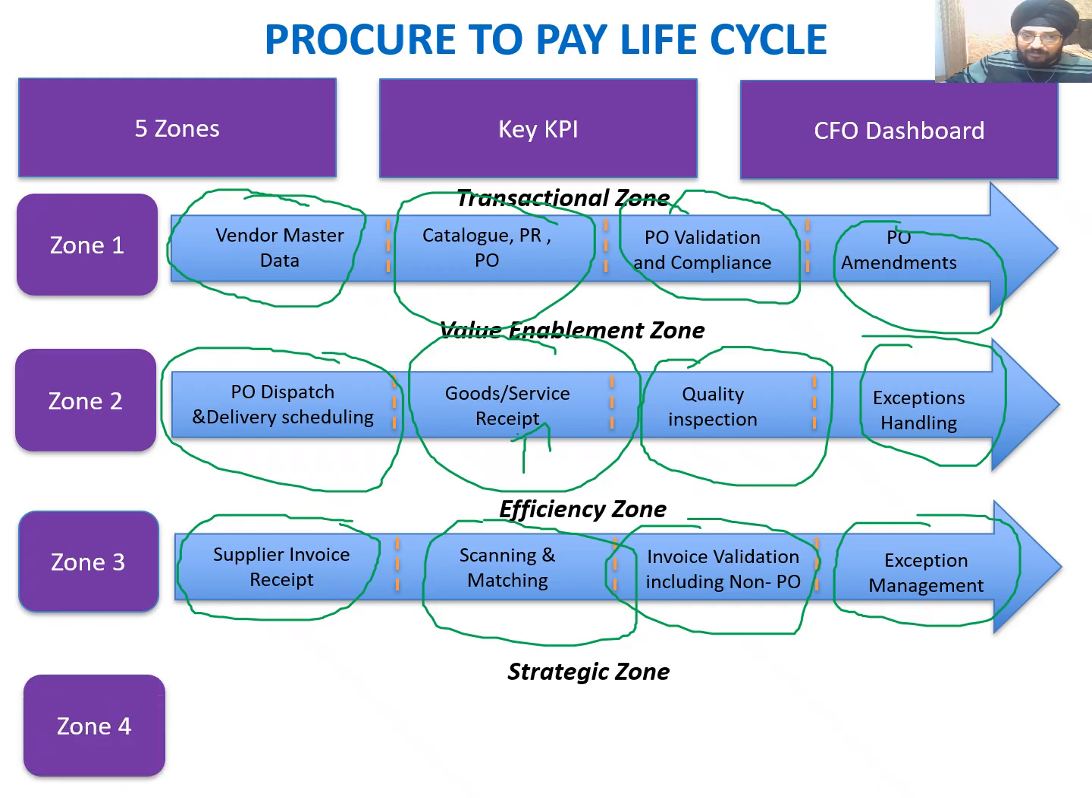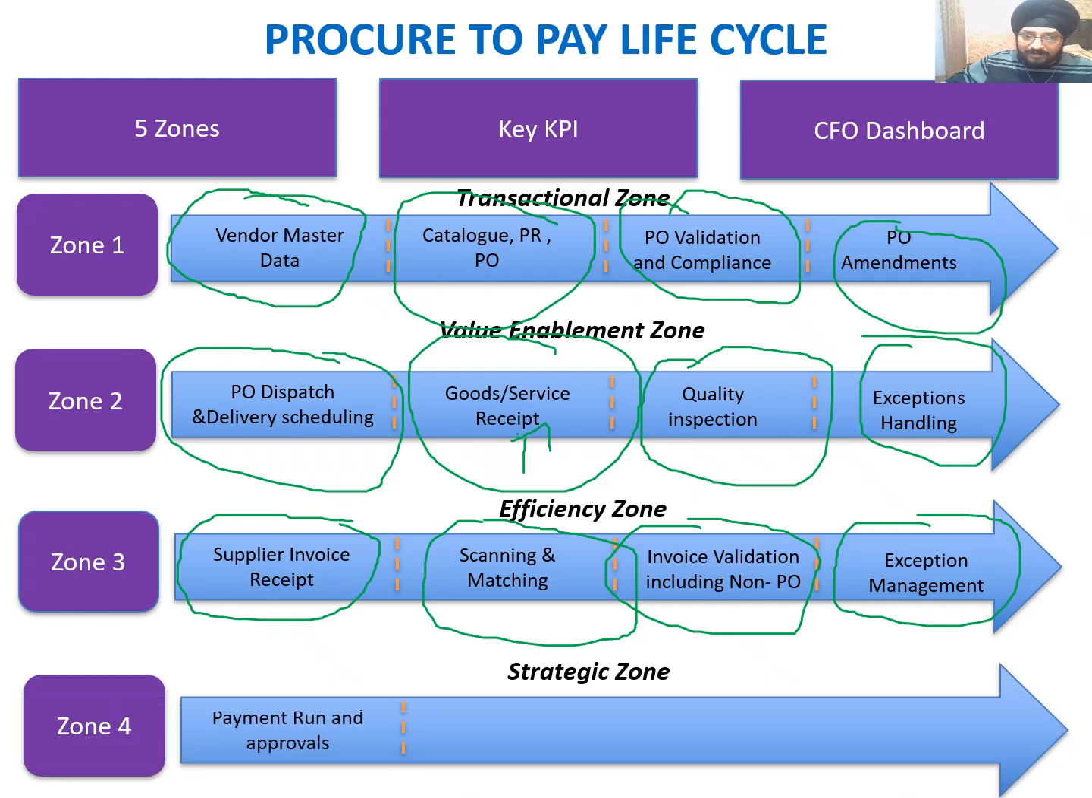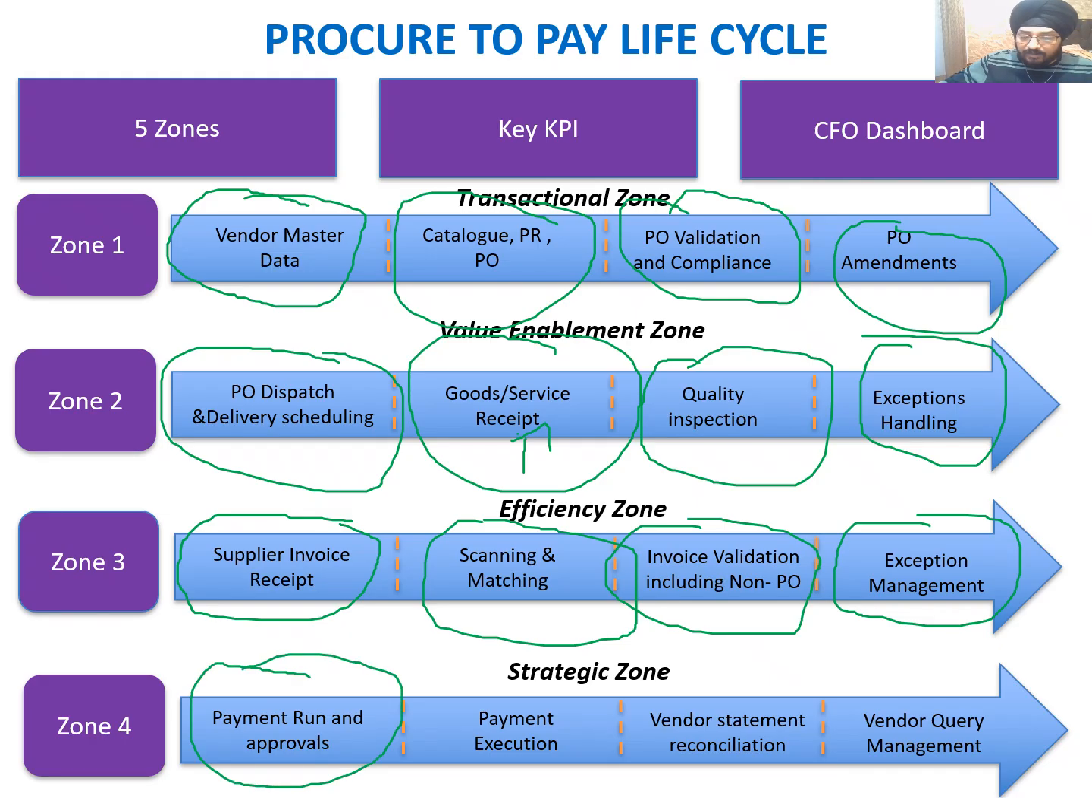So moving to the strategic zone, which is my fourth zone, which normally talks about payment run, payment approval, payment execution, vendor statement, and finally the reconciliations. So payment run and approval is a process whereby organizations run the payment run process basis the due date of the invoice. So the due date is calculated basis the payment term which has been agreed with the supplier. So we have an invoice date, and then basis that date.